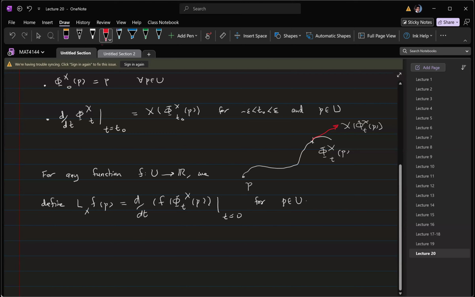As you see, this composition is the value of the function on this curve, on this trajectory, which is described by the flow, okay? So it's basically like a directional derivative with respect to the flow. All right, and this L sub X is called the Lie derivative, corresponding to X.